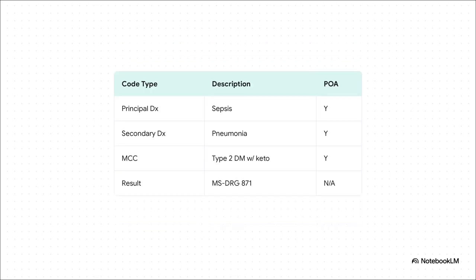But wait, let's look at the after scenario, where a clinical documentation improvement, or CDI, team steps in. After querying the physician and digging into the labs, they realize the patient was actually septic. So the principal diagnosis is changed to sepsis. Furthermore, that vague diabetes is actually specified as type 2 diabetes mellitus with ketoacidosis, which is an MCC. Suddenly, the result shifts to MS-DRG 871, septicemia with MCC. Just by capturing the true clinical reality of what was already happening, the relative weight of this claim essentially doubles. It's a real game changer.